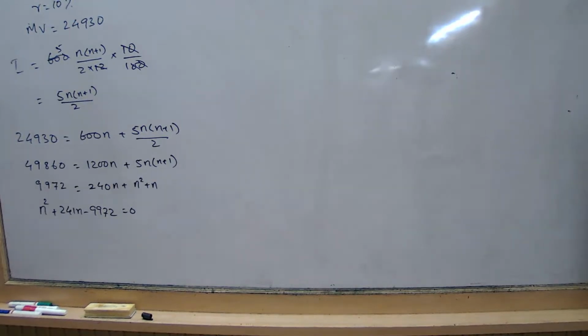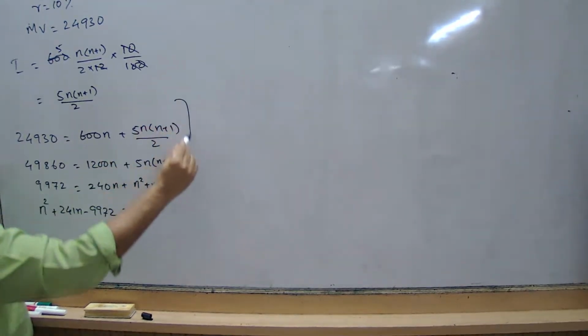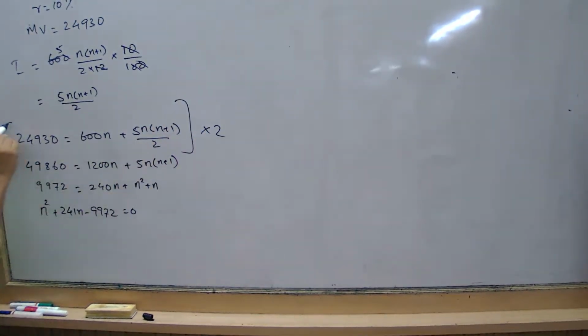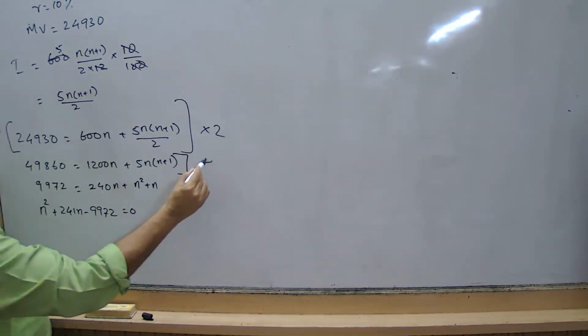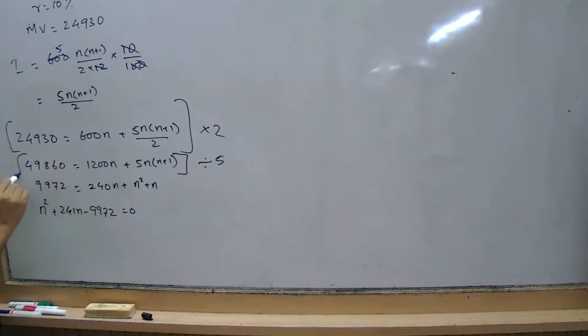Which one not followed? This one is multiplied by 2. When you multiply it by 2, this is multiplied, this is multiplied, this 2 is cancelled. Then this one is divided by 5, this divided by 5, this one divided by 5, 240, this divided by 5 is gone.